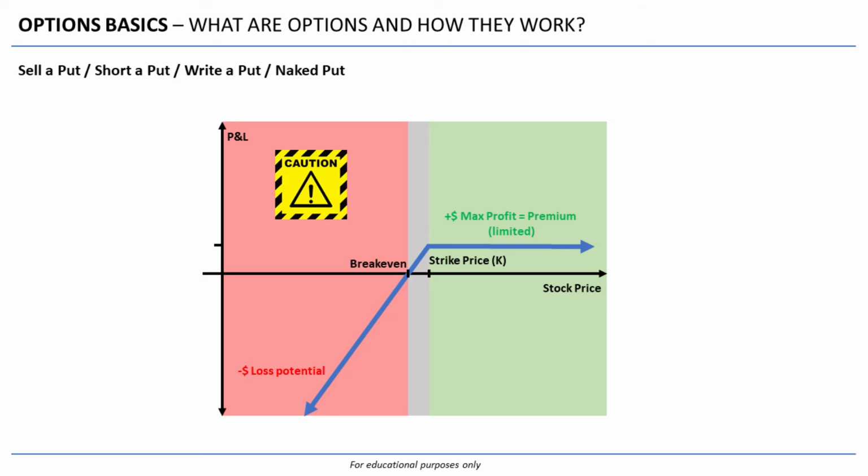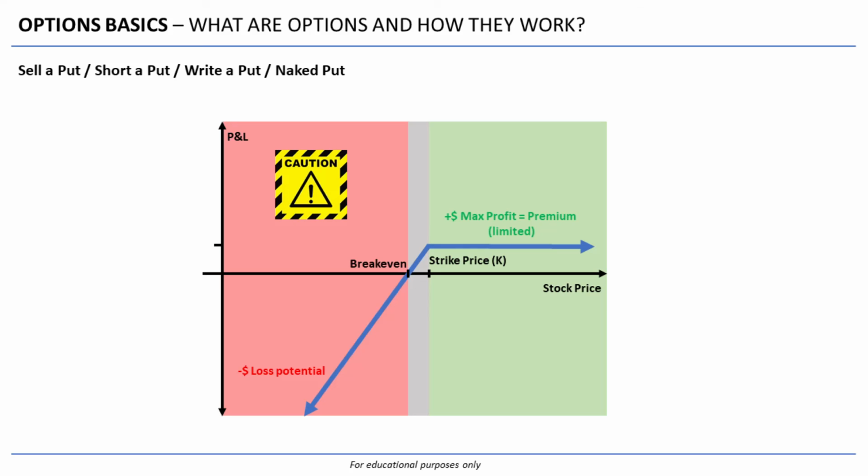Gray section. At expiration, the stock price is slightly below the strike price. There is some intrinsic value, but it is less or equal to the premium. The option holder will exercise the option. The option writer makes a smaller profit or breaks even.